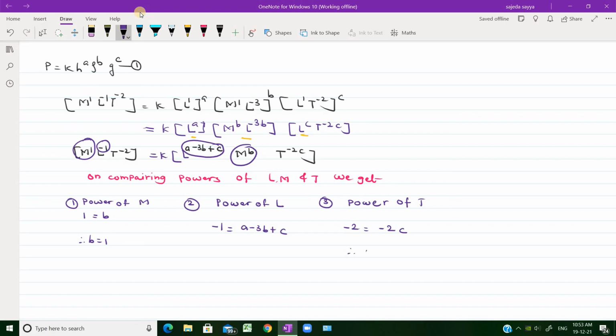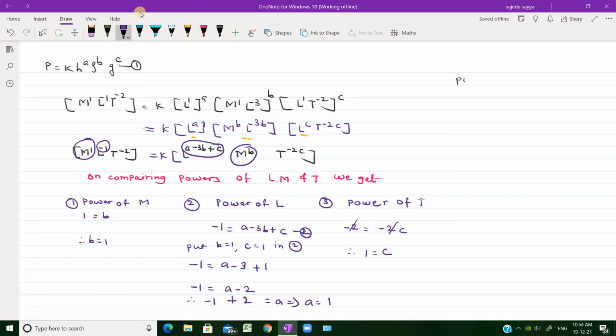Therefore, 1 is equal to C, this 2 gets cancelled from both the sides, and the negative sign will also be absorbed. Now, put B equal to 1, C equal to 1 in equation 1. I'll number it as 2. In 2, we get minus 1 equals A minus 3 plus 1. Therefore, minus 1 is equal to A minus 2. This 2 shifting towards the LHS, minus 1 plus 2 is equal to A. Therefore, A is equal to 1.